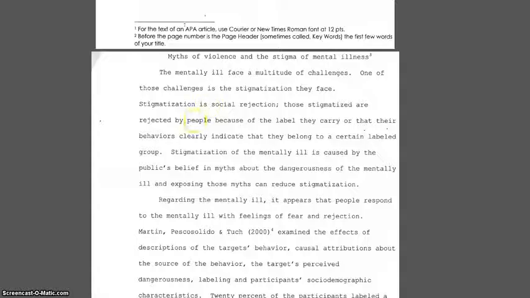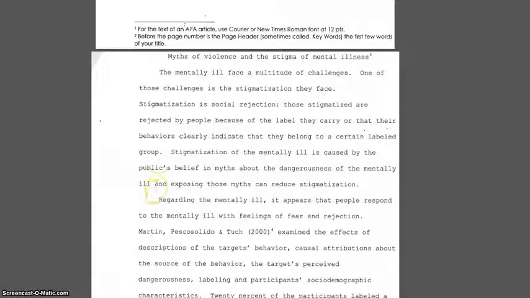So those stigmatized are rejected by people because of the label they carry, or that their behaviors clearly indicate that they belong to a certain label group. So again, this is just building on this definition here of stigmatization as social rejection. Stigmatization of the mentally ill is caused by the public's beliefs and myths about the dangerousness of the mentally ill, and exposing those myths can reduce stigmatization.